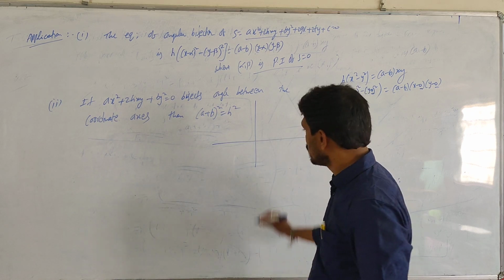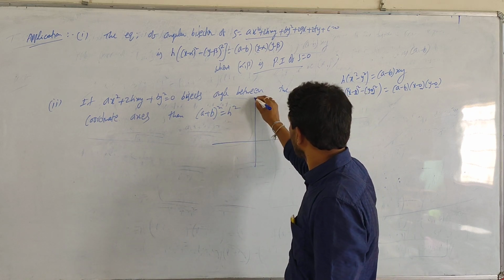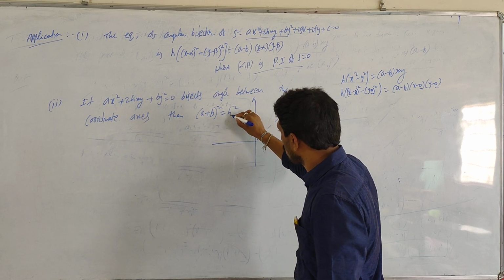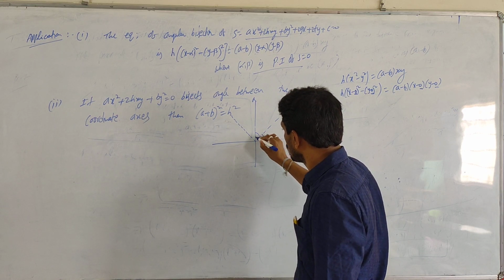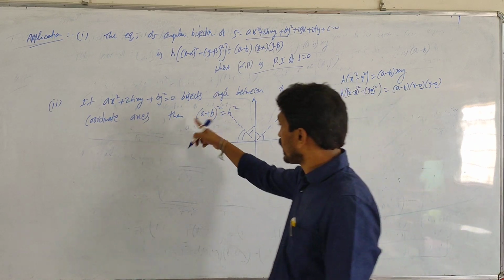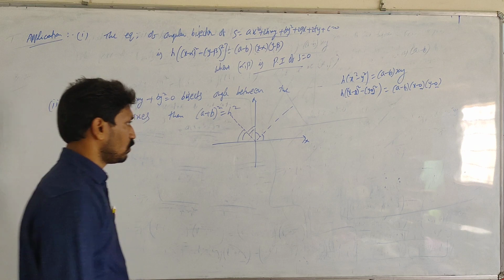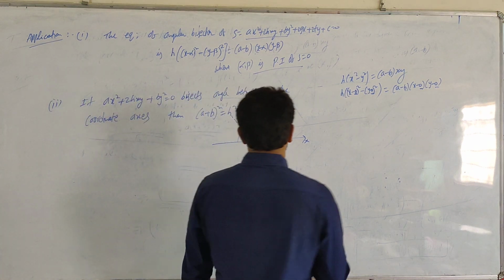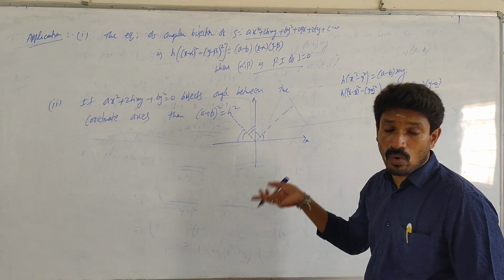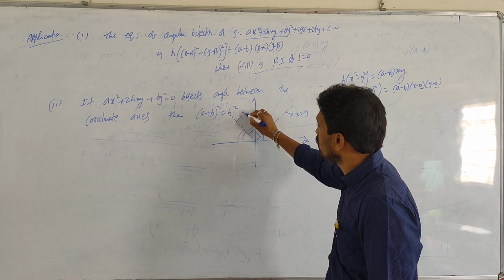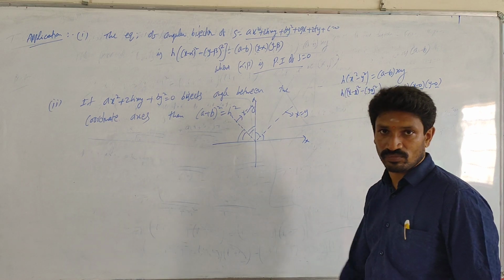this is the coordinate axes, okay, x axis, y axis. If this ax square plus 2hxy plus by square bisects the angle between the coordinate axes, then the condition is (a plus b) whole square is equal to h square. So very clear answer. The angular bisectors of the coordinate axes are nothing but one is x is equal to y, another one is x is equal to minus y.